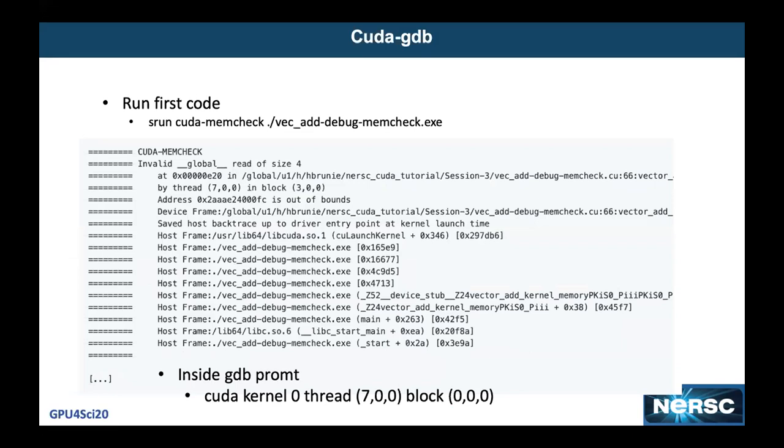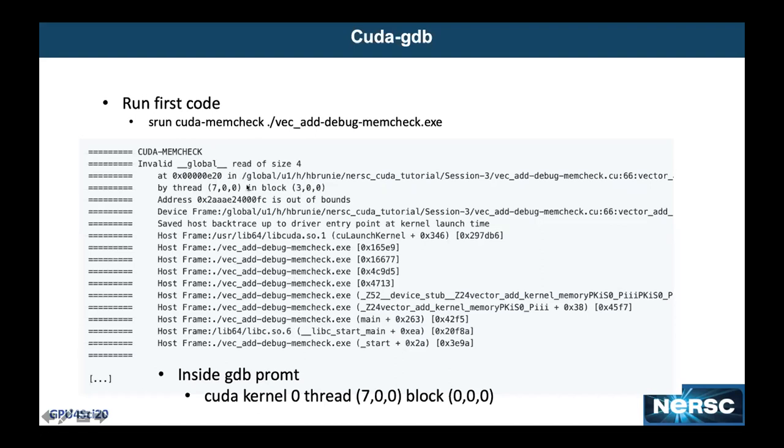Then the second exercise: if you run the code without CUDA memcheck, it will just tell you that everything is going all right. But if you run it with CUDA memcheck, you will see a bunch of errors, which look like this one. On this error, quite useful information is the ID of the thread and the block in which reads or writes are done badly. And it saved the whole backtrace.